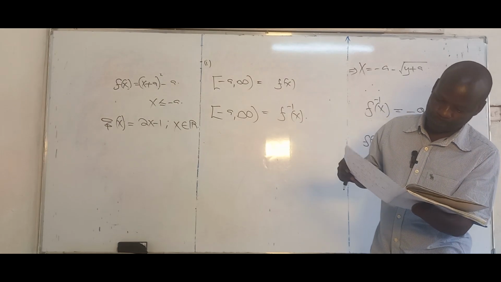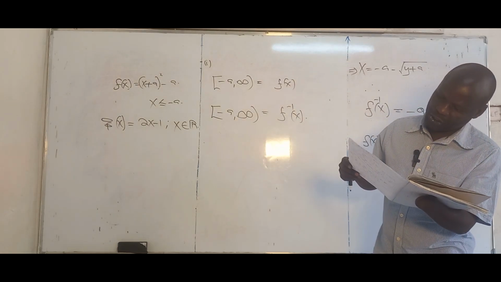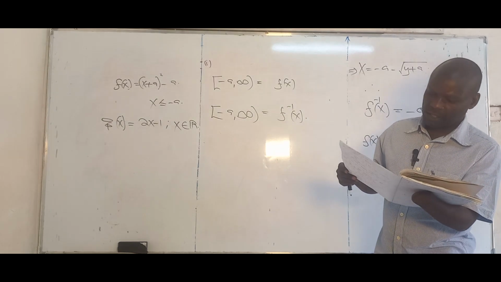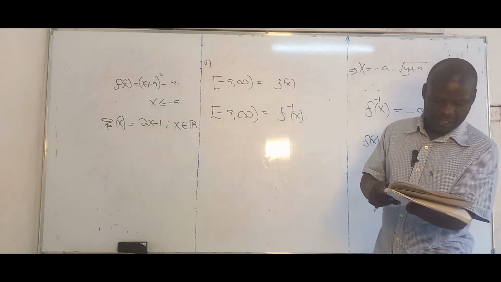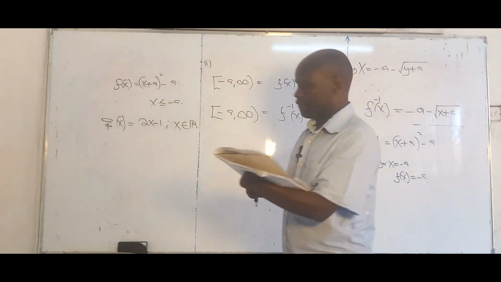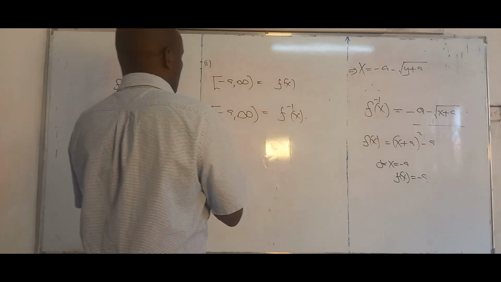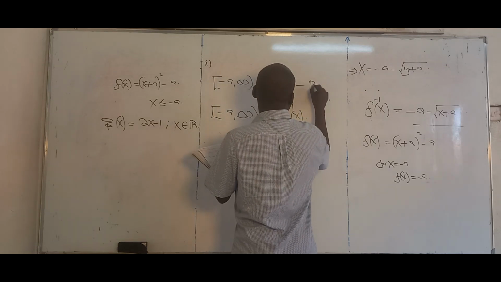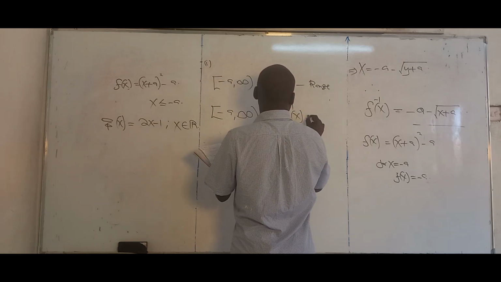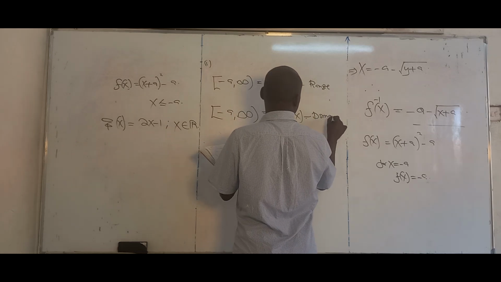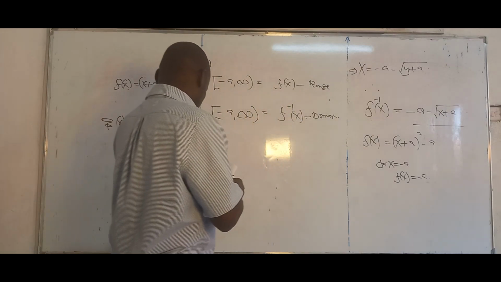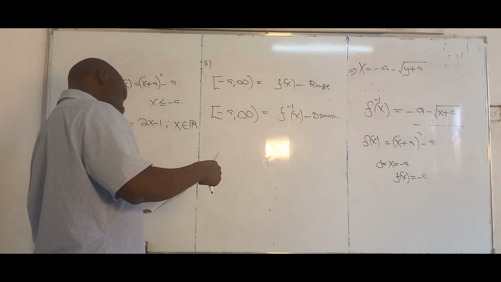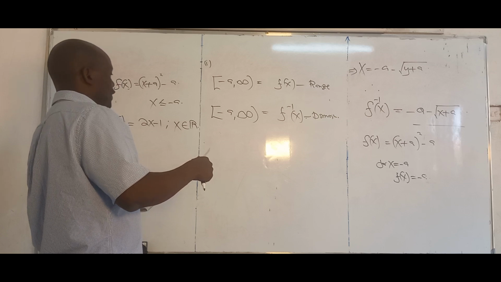Roman 2. State the range of the function. So we had stated the domain of the function, Roman 1. Now state the range of the function f inverse. This we have stated, this was the range, and this the domain. We are now asked to state the range of the function f inverse.